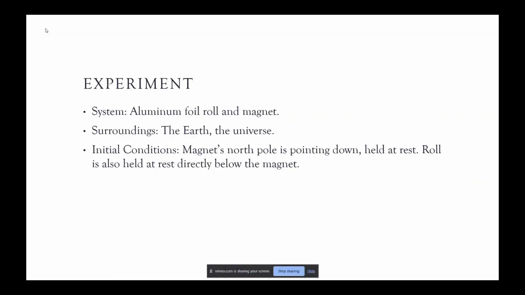In the experiment, the system was the aluminum foil roll and the magnet, and the surroundings were the Earth and the universe. The initial conditions are that the magnetic north pole is pointing down, held at rest, and the roll is also held at rest below the magnet.